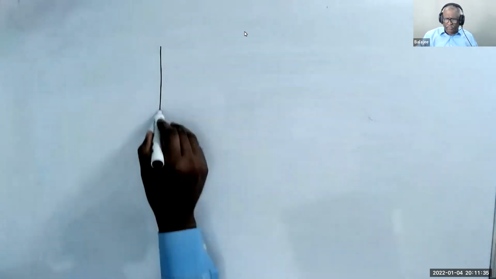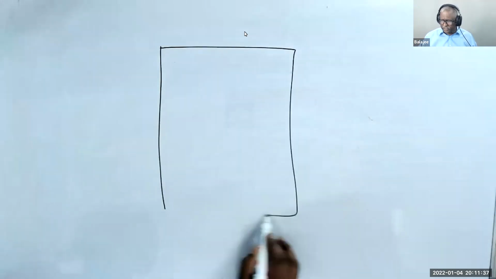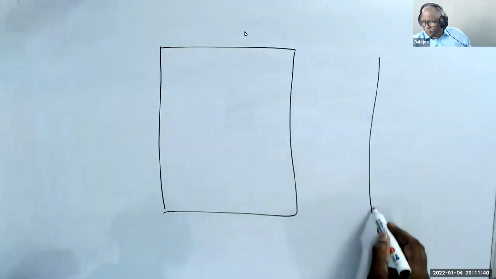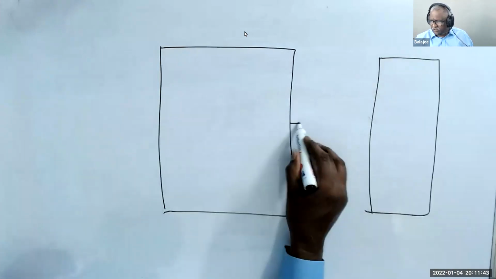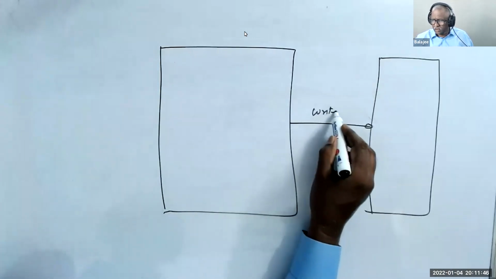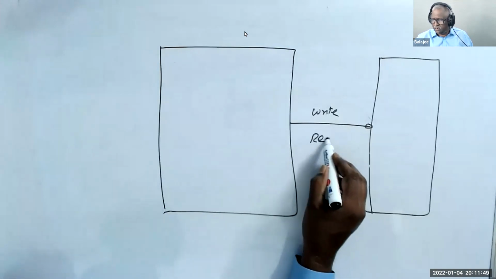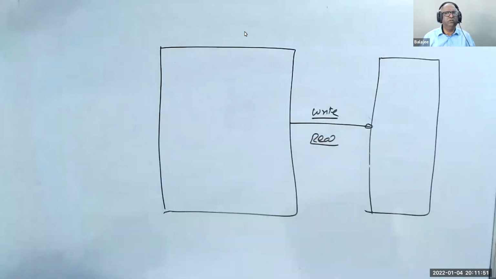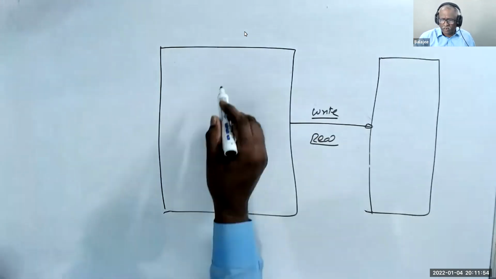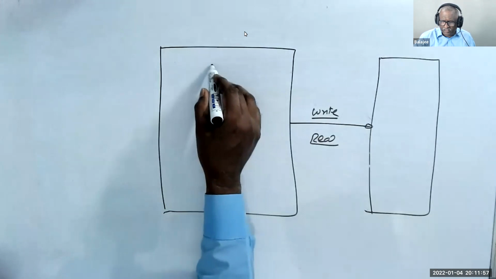Let us go back to our board. As I told you, I'm quite familiar with boards rather than PowerPoint. In the last session, we discussed very clearly that the microprocessor does two activities with the outside memory: it can write and it can read. Am I right?